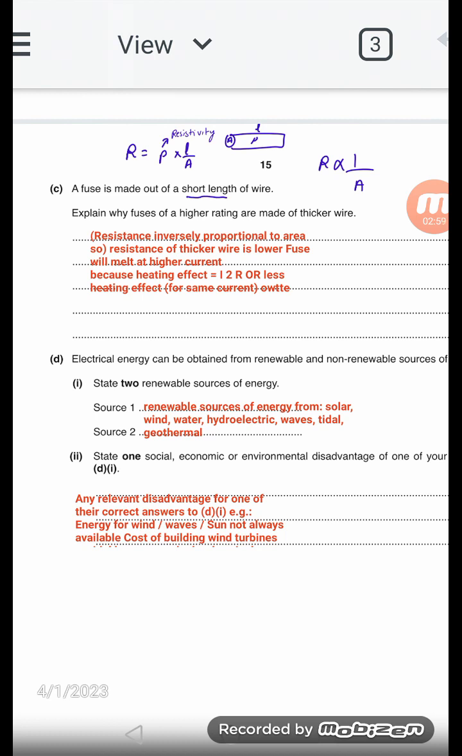Then what will happen? If the resistance is lower, the fuse will melt at higher current. The fuse will melt at what? At higher current, right? So what does it mean? If the resistance is less, the fuse will melt at higher current. Why? Because the formula for heating effect is I squared R, right?